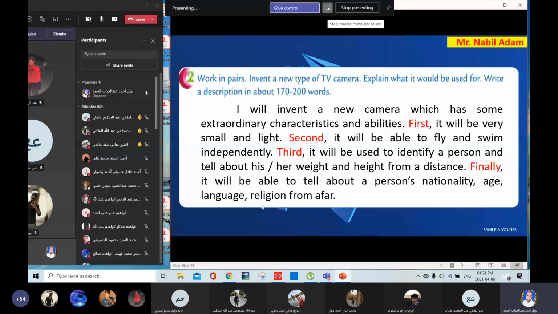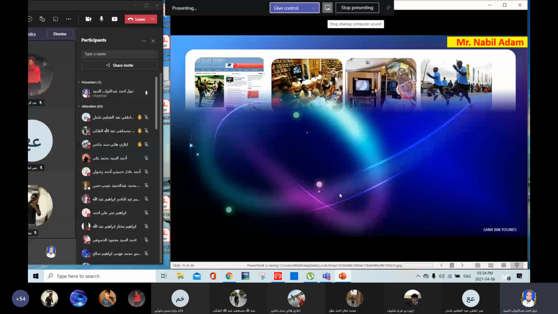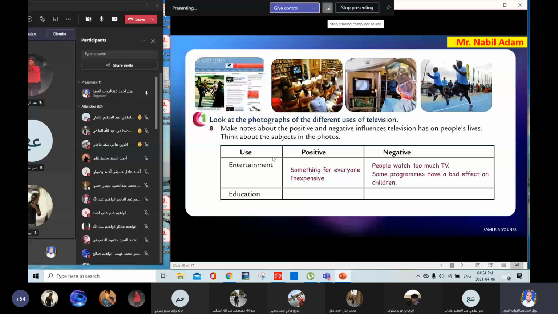Okay, now here, let's move to the next one. Look at the photographs of the different uses of television here. We use television for entertainment, for education, for video conferencing. Here, make notes about the positive and negative influences television has on people's lives. You know that television has positive and negative impacts or influences, effects on people's life. What are the positive and negative effects? Now I'm going to give you the chance to write two sentences, one advantage and one disadvantage of watching television.